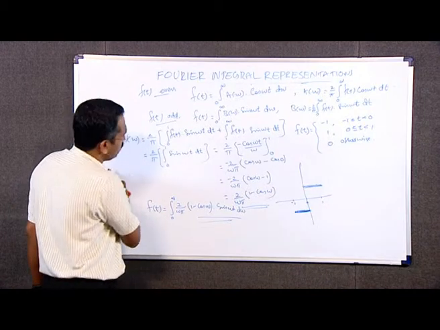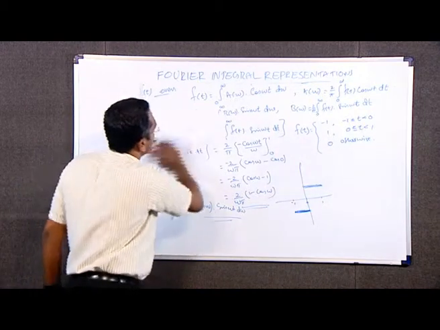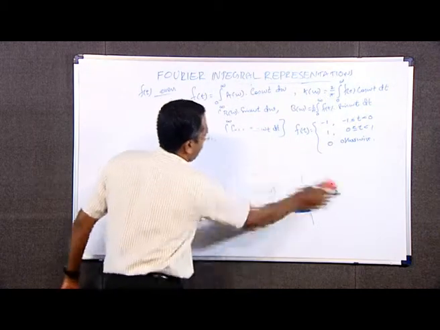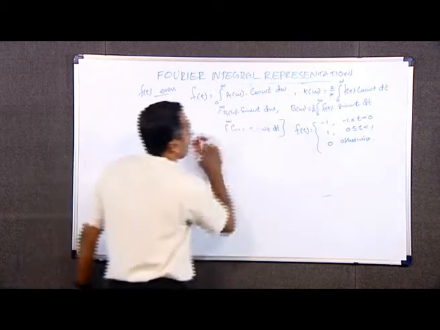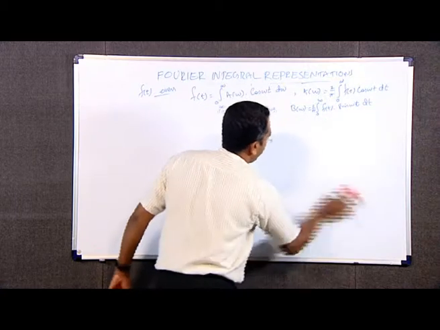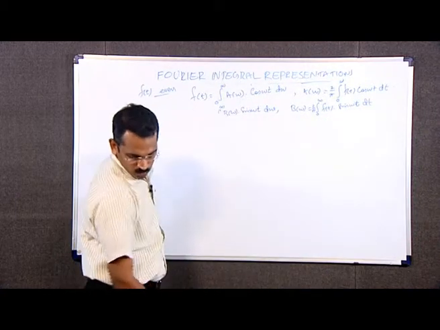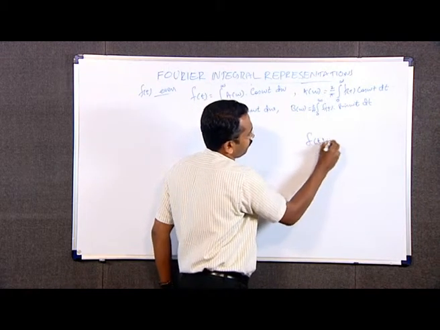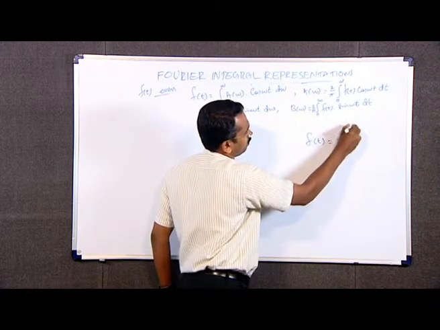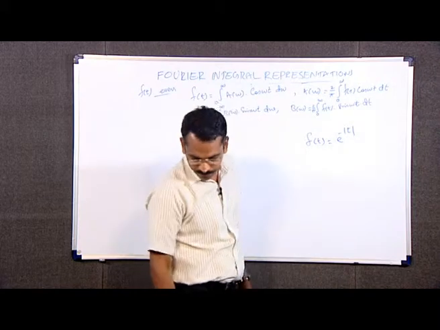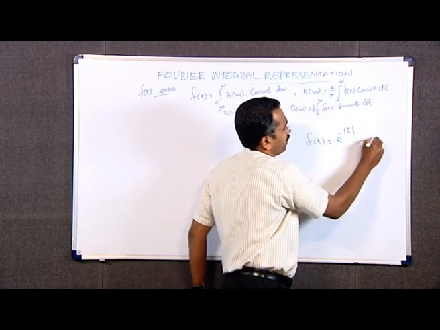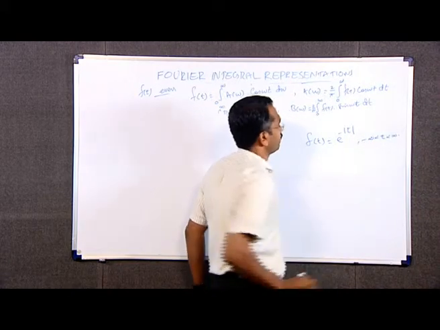Now, consider another example. f of t is equal to e raised to minus mod t, for minus infinity less than t less than infinity.